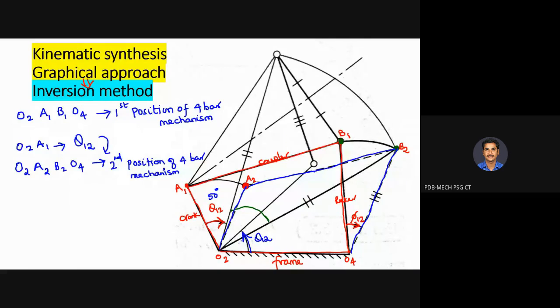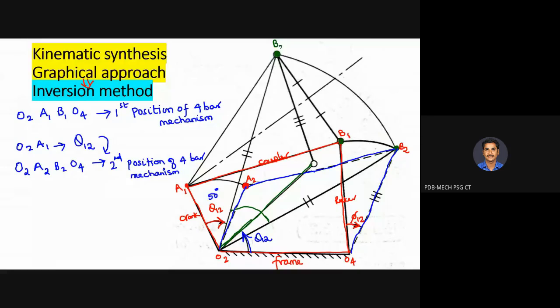Okay, let me draw it in green color. So the new position of the frame, this one. This is the new position of the frame, and what is this point? If you rotate the frame by theta 1, that is 50 degrees, counterclockwise, you get the new position. What is this point? B3, sir. B3. Okay, or we can keep it as B2.